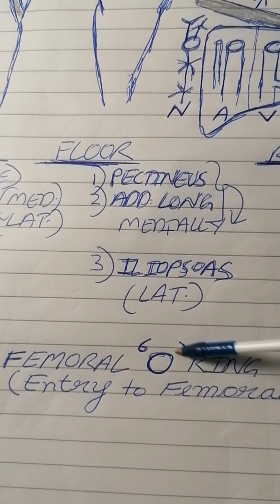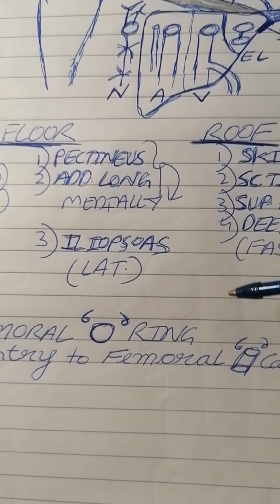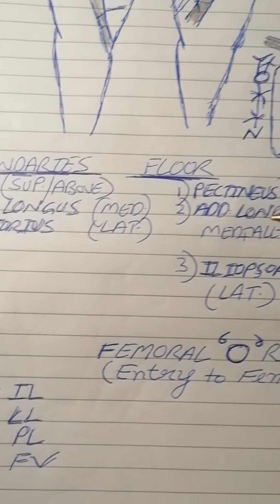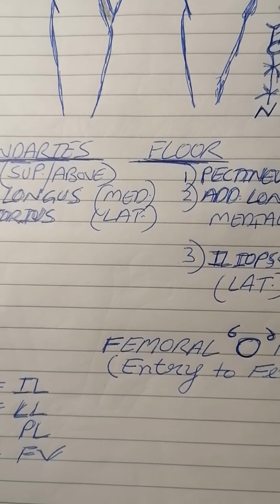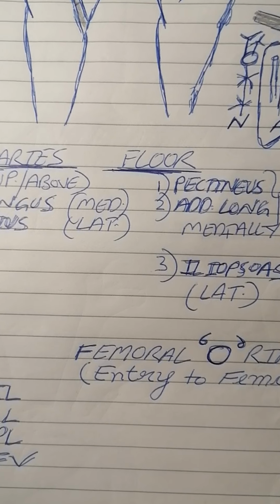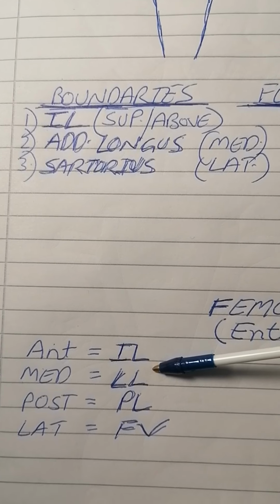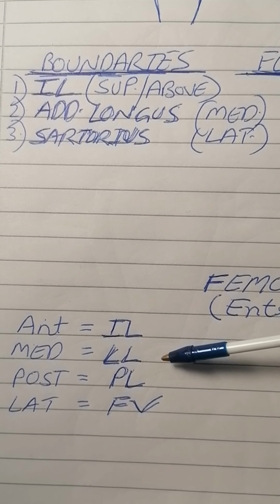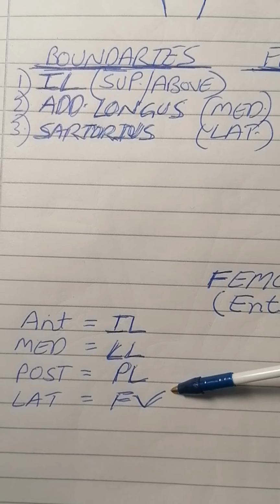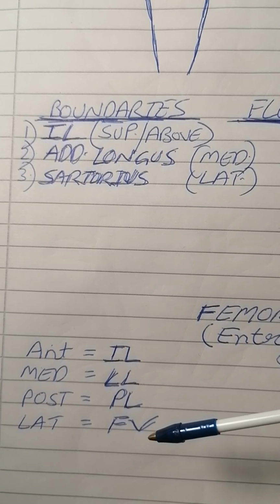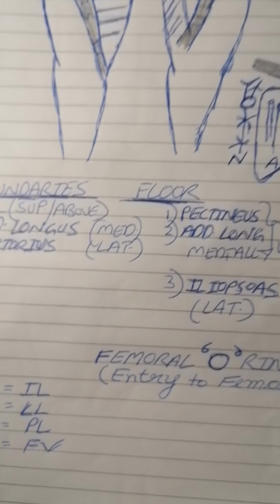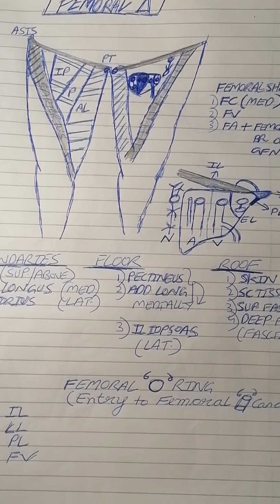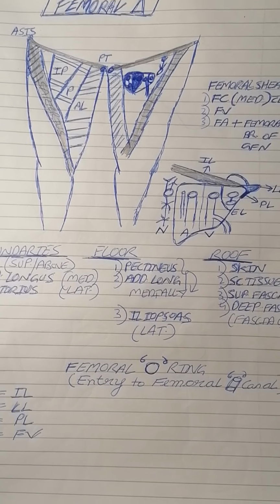The femoral ring is the entry to your femoral canal, which I already discussed. The boundaries of the femoral ring, as I already mentioned: anterior would be the inguinal ligament, medially the lacunar ligament, posteriorly the pectineal ligament, and laterally your femoral vein. So this is all about the femoral triangle. All right, a very, very important topic. One must go through it all the time before the exams. Thank you.